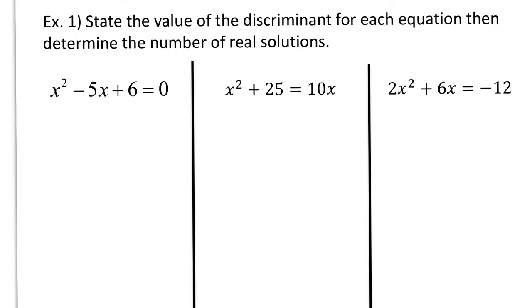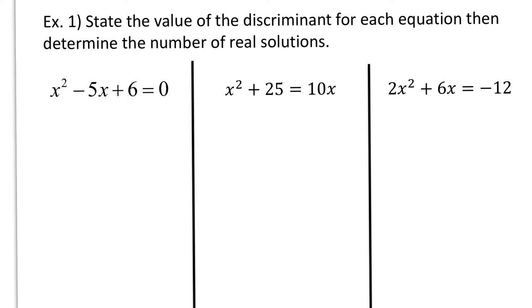So let's actually talk about how we can know how many times the parabola is going to cross the x-axis with these equations. I have different equations, and we want to find how many real solutions we are going to have. So we want to state the value of the discriminant for each equation, and determine the number of real solutions. The first equation that I have is x squared minus 5x plus 6 equals 0.